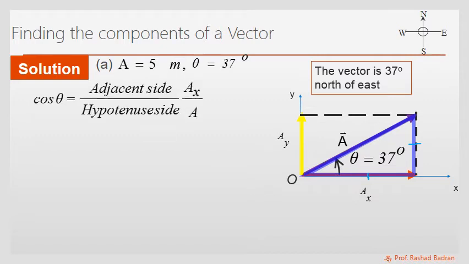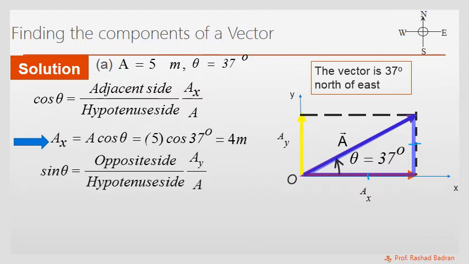To find the x component, write the trigonometric relation for cosine theta as the adjacent side, which is ax in this case, over the hypotenuse, which is the magnitude of A. Then the x component is going to be the product of the magnitude of the vector, 5, multiplied by the cosine of 37, and the answer is 4 meters.